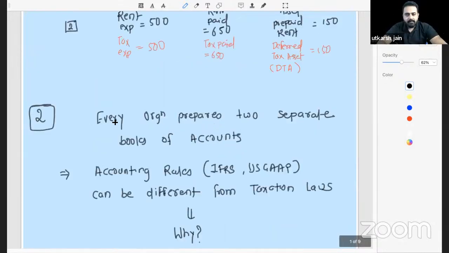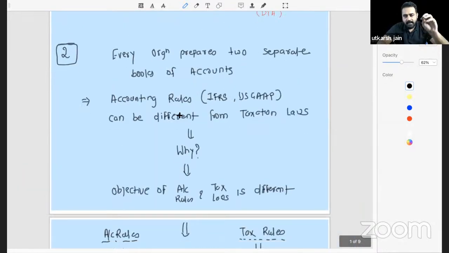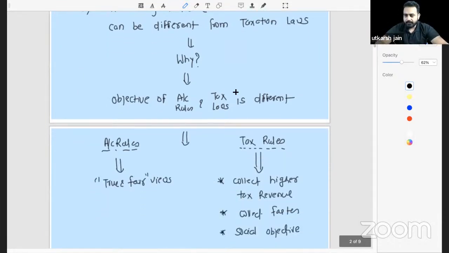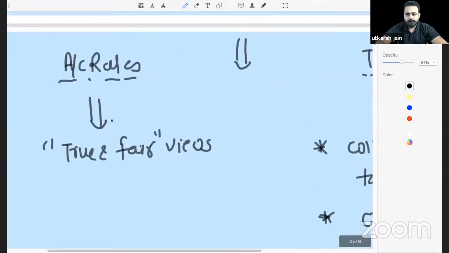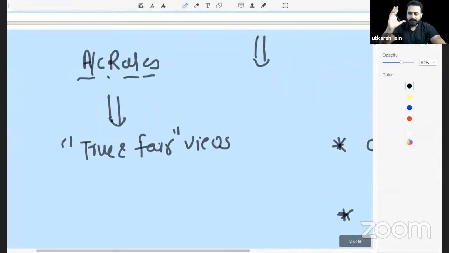Right? So again, we are on point number 2. What I have told you so far is every organization is required to prepare 2 separate books of account. One as per accounting rules, one as per taxation laws. Why do we need 2 separate rules? Because the rules are different. Why are the rules different? Because the objective is different. What is the objective? Accounting rules give us a true and fair view. Give us what's happening in your business, a correct picture of where your business is.